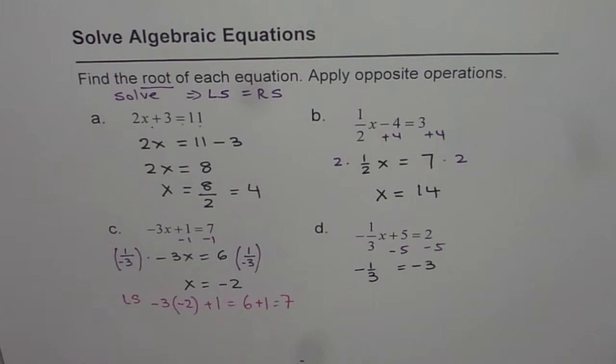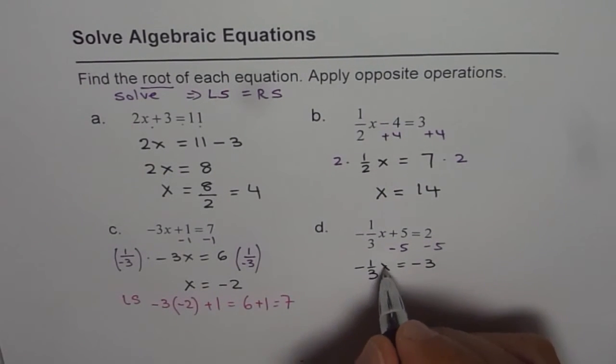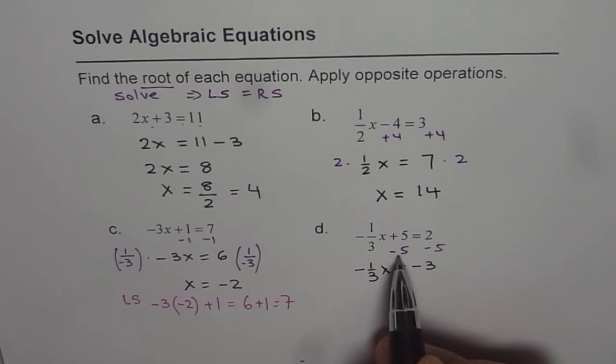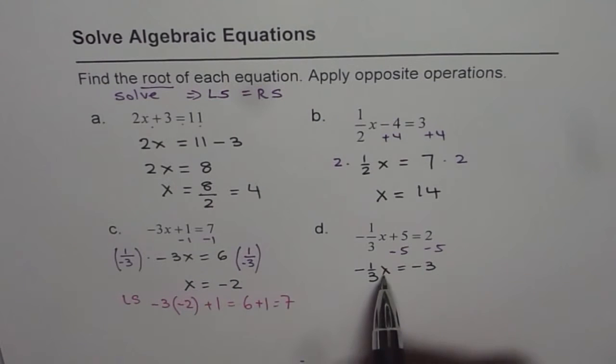So we can get negative answers for it. So the idea of having these two questions at the end is to inform you that you could get fractions also as your answers. You could get negative answers also, right? Well, I missed out x here. It is minus 1 over 3 x plus 5. Plus 5 minus 5 is 0. So we are left with minus 1 over 3x equals 2 minus 5, which is minus 3.